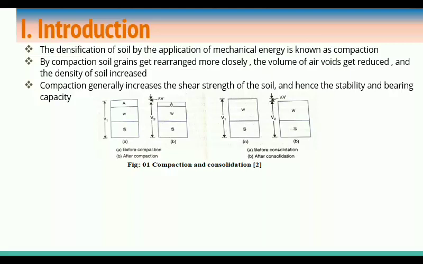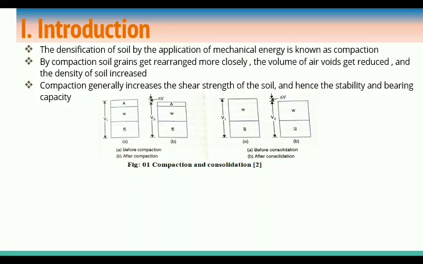In this figure, you can see that I have shown two separate sections, compaction and consolidation. The first part, A and B, shows before compaction and after compaction. In the first figure, part A, there is a three-phase system: water, air and solid particles. After the compaction, you can see that the reduction occurs only in the volume of air. Means the total volume of soil is reduced due to the reduction in the volume of air only. The volume of water is not changed. Volume of water is constant and volume of solid is constant.